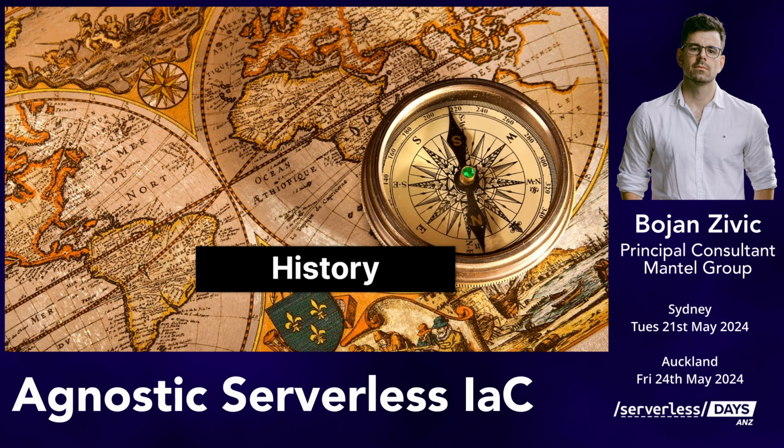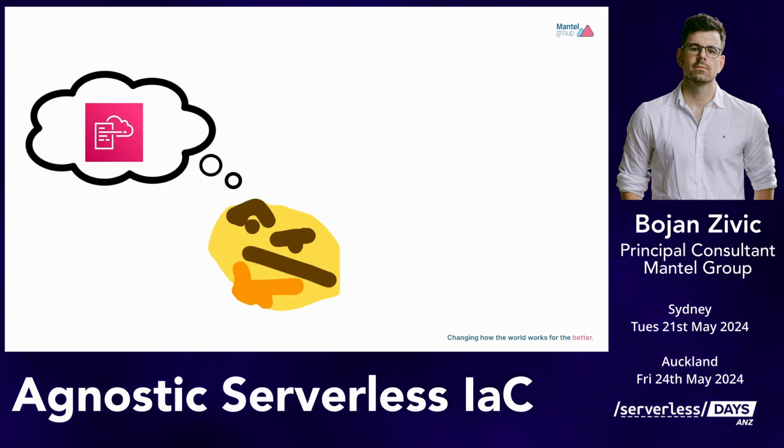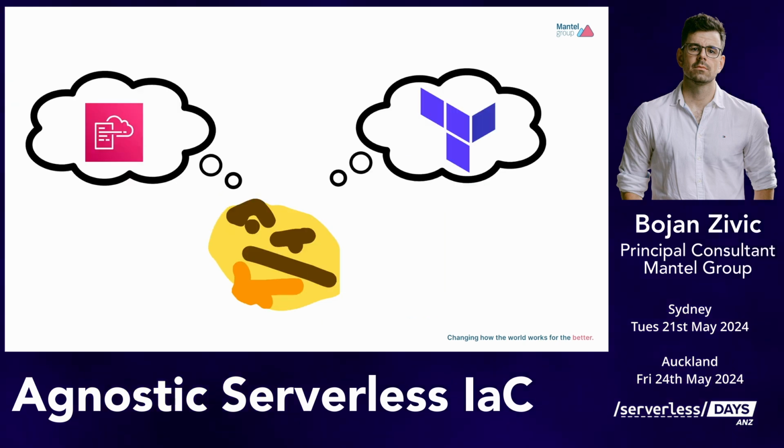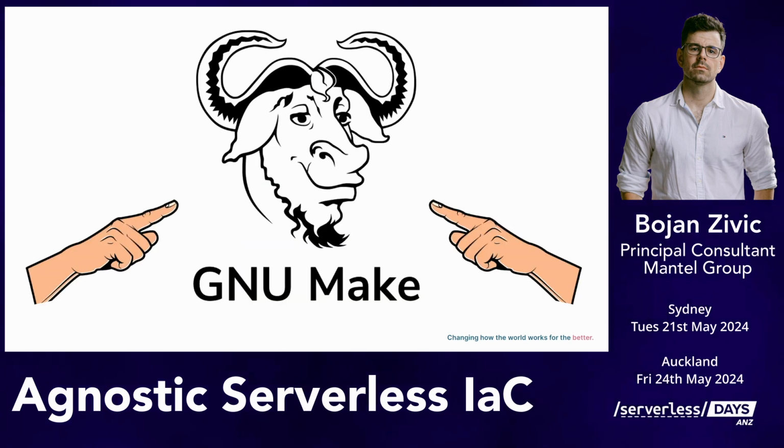But look, if we really want to talk about infrastructure as code, we're going to look at the beginning. And to do that, we'll look at history. So what came first? Not the chicken and the egg, but was it CloudFormation? Was it Terraform? Was it ARM from Azure? Here's a hint, it wasn't ARM. Well, funnily enough, it was GNU Make.